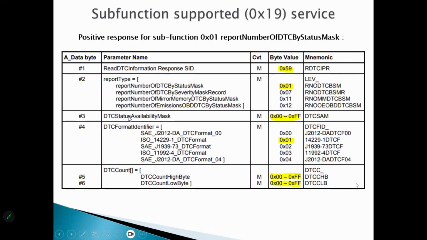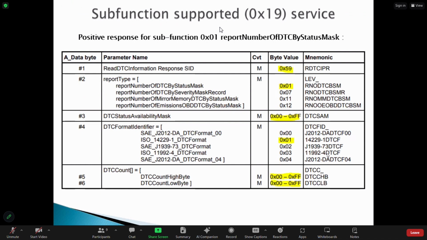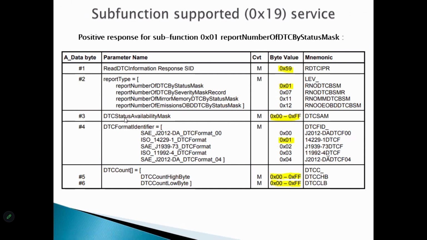So here in the positive response, the server will send the availability mask of that project. So it will send BB, so that the client will come to know bit 1 and bit 6 are not considered. Understood? Guys, have you understood this positive response?